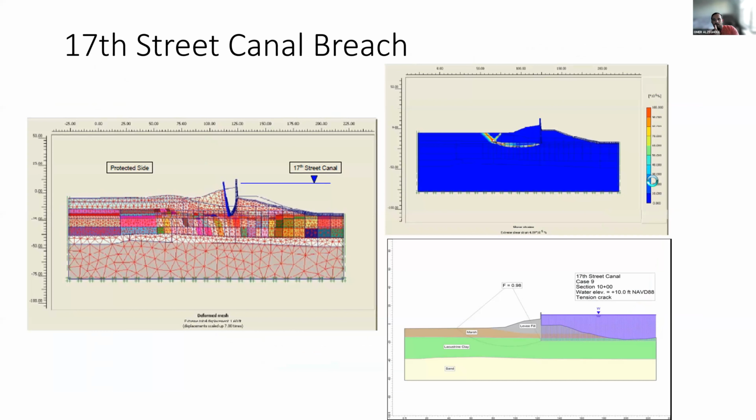a gap developed between the soil and the I-wall, which they did not consider in the design at first. This gap allowed the water to get between the I-wall and the soil. When the water gets in, that means you have full hydrostatic pressure over the length of the I-wall. So the I-wall started to tilt to the left and more water was getting inside.